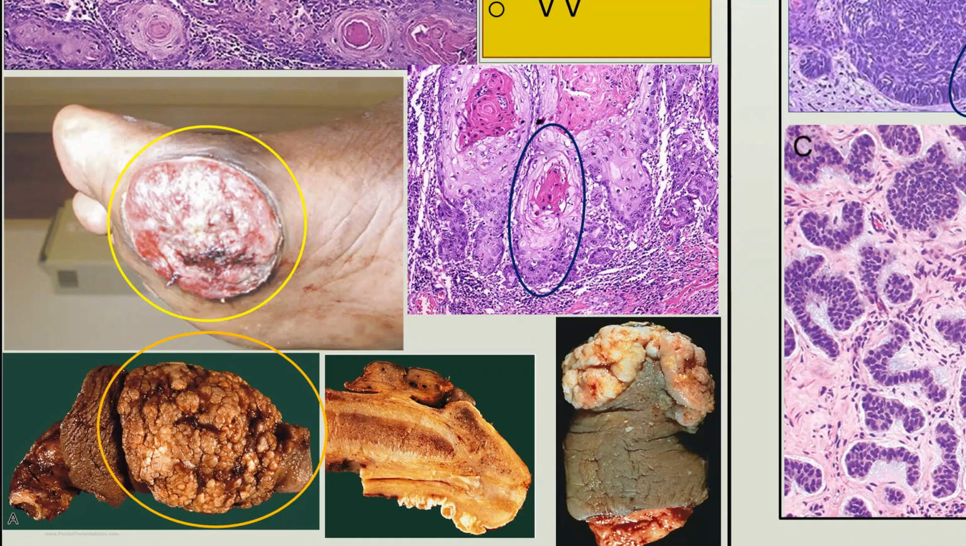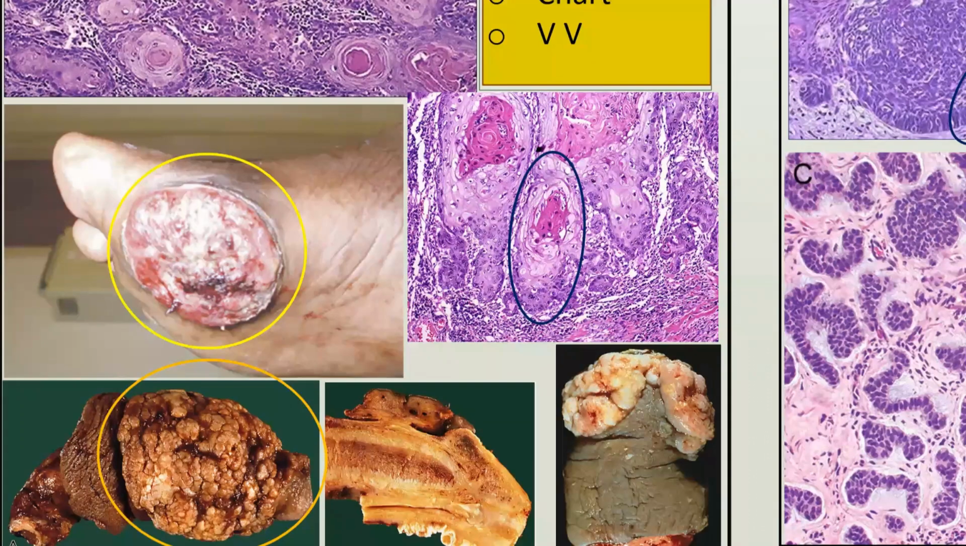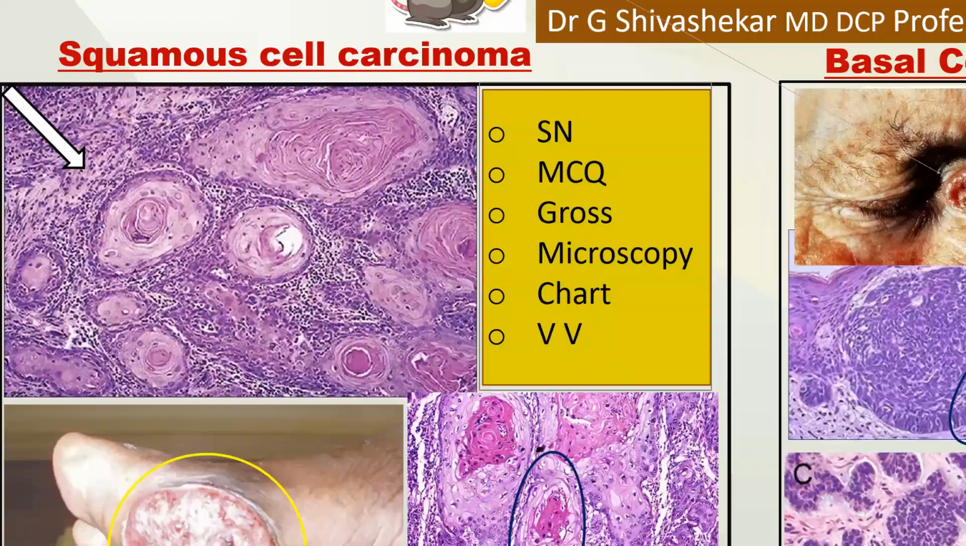This is again a specimen which you can see in any of the medical colleges. An amputated specimen with a fungating cauliflower-like friable growth. When I go to the microscopy, I find this is the picture.